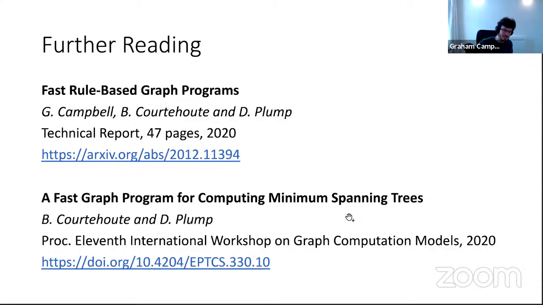If you want to see the technical details of the complexity and correctness proofs, all the examples but the minimum spanning tree one are in this link here, and the minimum spanning tree one is from last year's GCM. Okay, thank you very much.